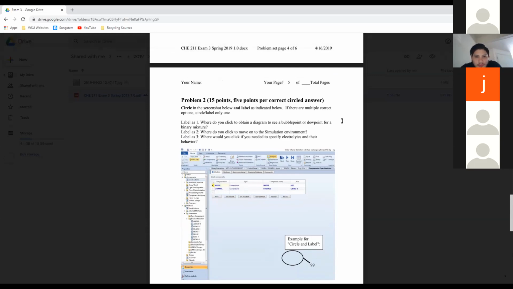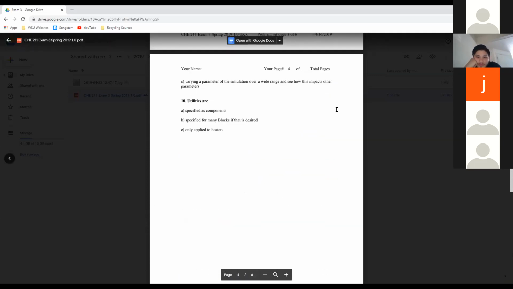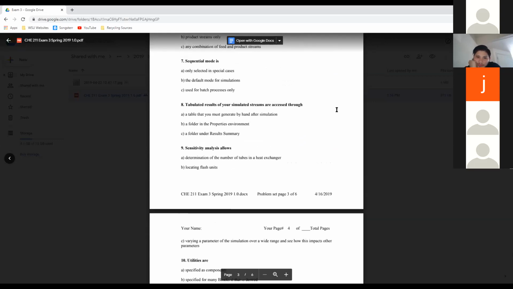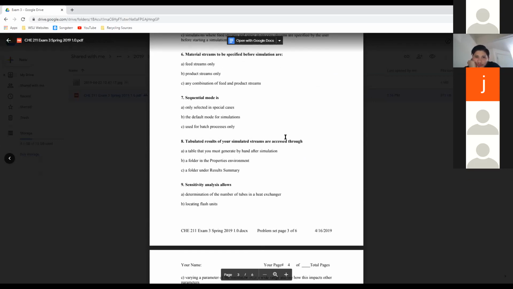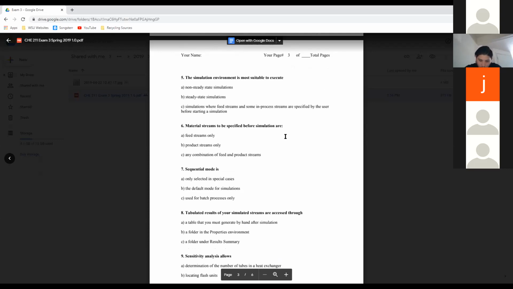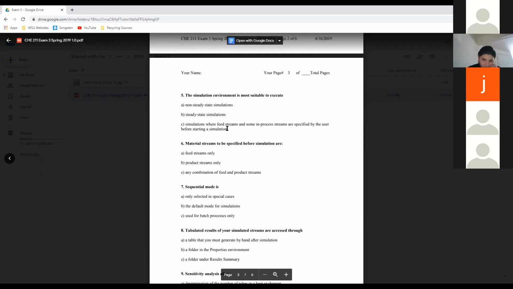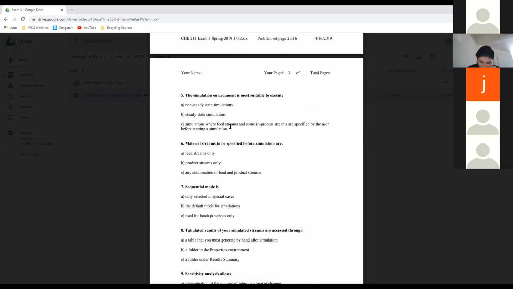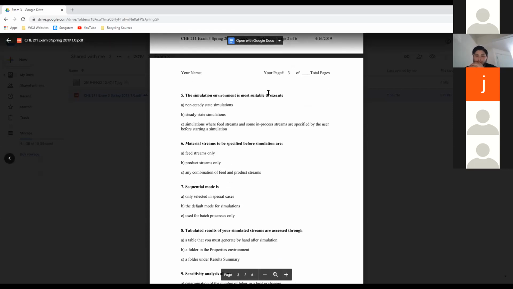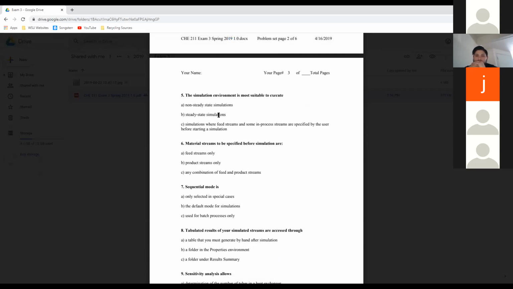Well, I think that's kind of it. Yeah, the only one I would ask him about is number 5. I'm not really sure what he means by this, the wording on C. Again, I think he means to say only steady state, like the simulation environment for the entire software, not just literally the simulation tab. I would say B, but I would definitely ask him in class what he means by simulations, where feed streams, and etc. But do you guys have any other questions?